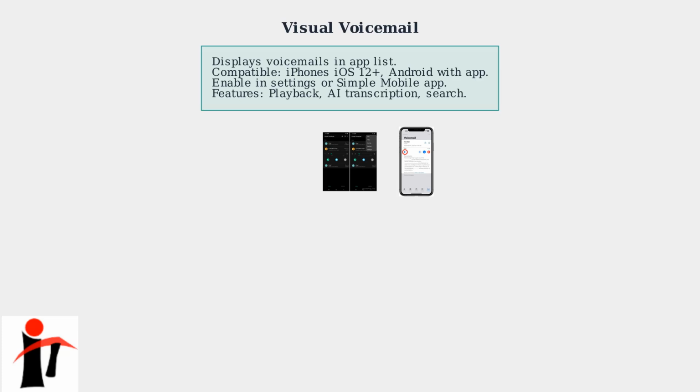to your voicemail box. Visual voicemail offers benefits such as automatic transcription using AI, searchability, and integration with your contacts. Keep in mind that visual voicemail may require a data connection and may not be supported on older phones.